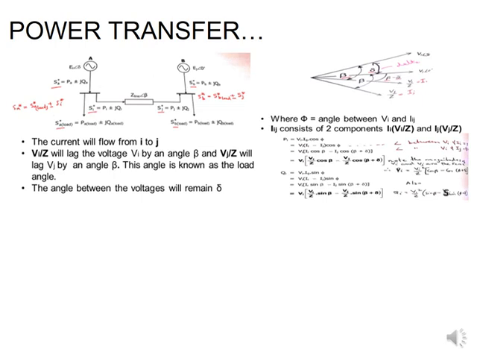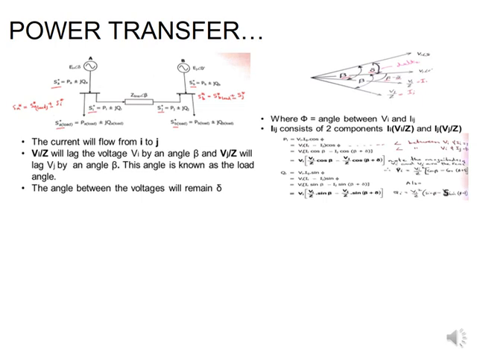So therefore, my IIJ would then consist of these two components, your II and your IJ, where your II is multiplied by your VI over Z and the other one is VJ over Z. So it becomes the subtraction between the two. So therefore, my PI would then be equal to my VI multiplied by my IIJ, times my cos phi, which is the angle between my VI and my IIJ.